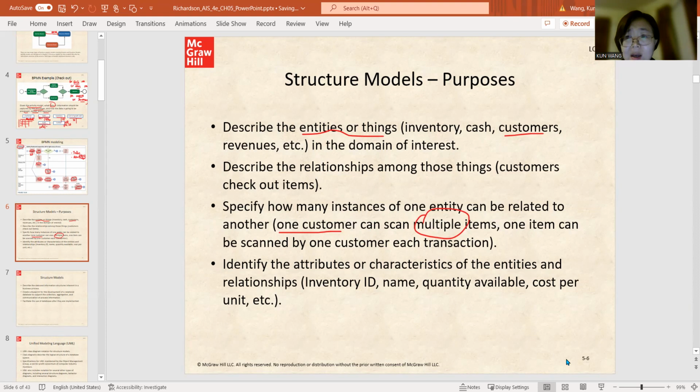You may say, can they check out 0? Right, if they don't purchase anything, they can just leave without checking out. So I'm assuming the minimum is 1 here. So 1 to many. From the customer side, they can check out 1 to many.